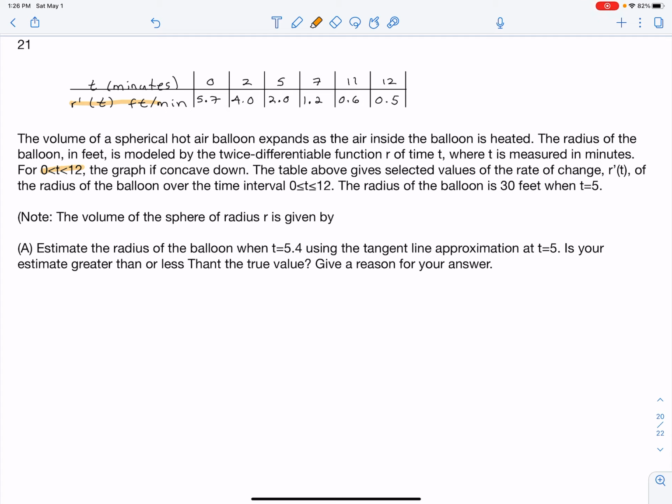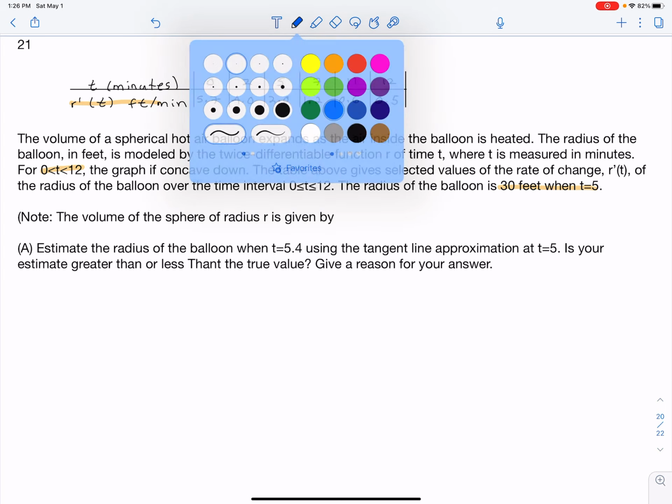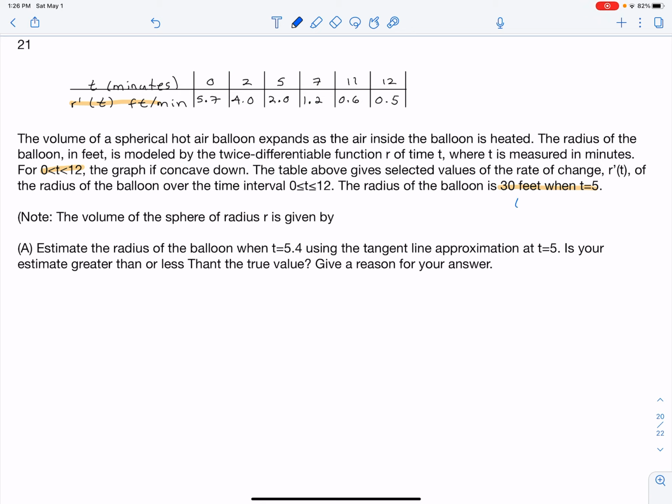Okay, and then they gave us a point, which we're going to need. There's no way we're not going to need it. If they give it to us, we need it. So at time 5, the radius is 30. Then they also gave us the volume of a sphere. The volume of a sphere is 4/3 pi r cubed.